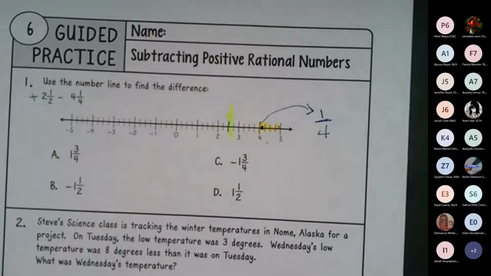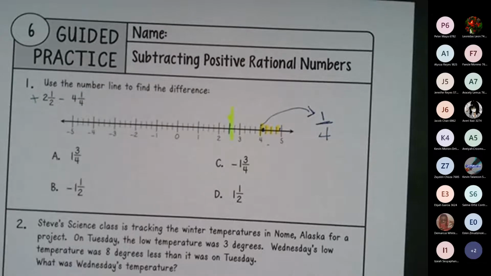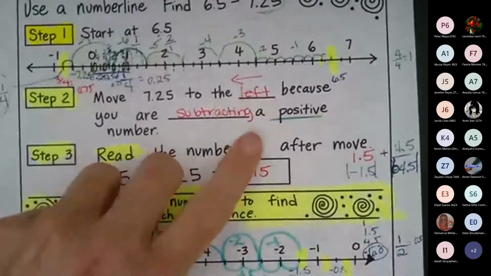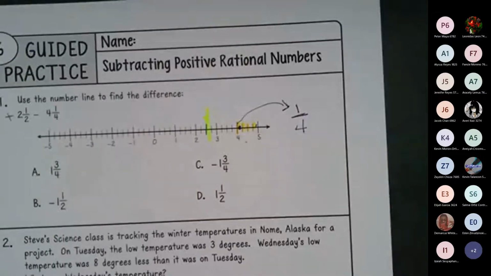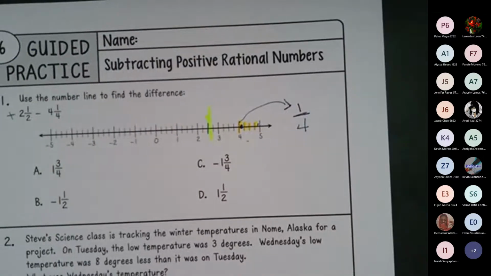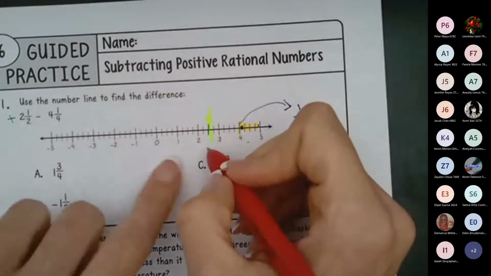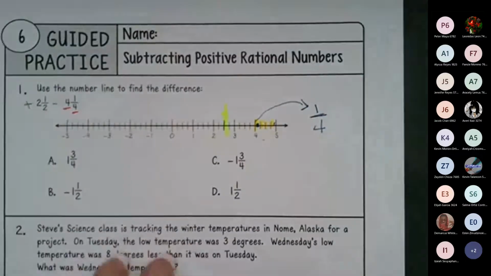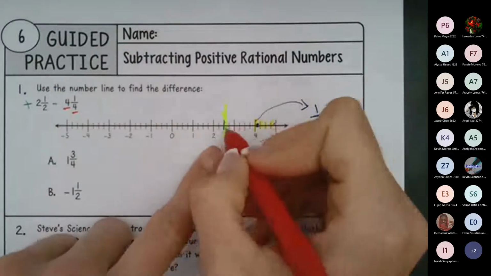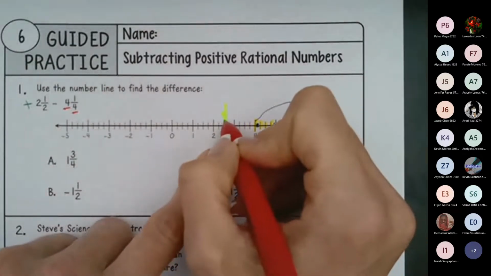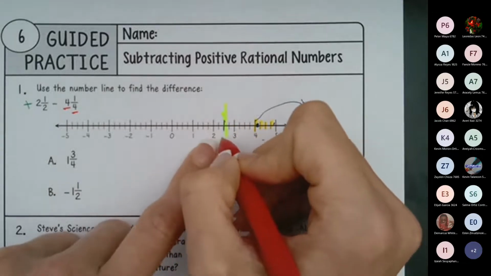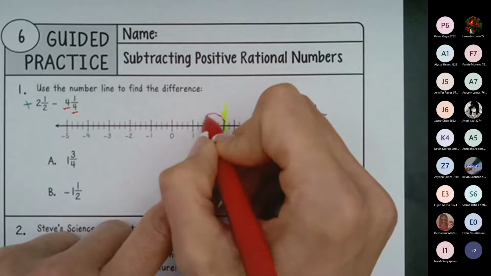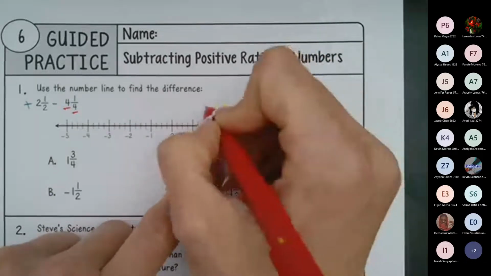All right, and from our rule, or steps that we looked at last time, we move to the left when we're subtracting a positive number. Okay, so I'm going to move over 4.25 spaces. So I'm going to go from 2.5 over to 1.5. That would be -1.